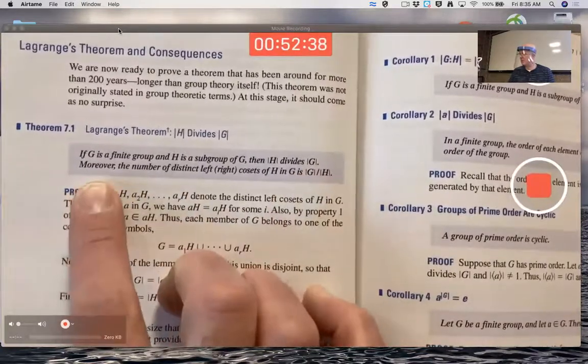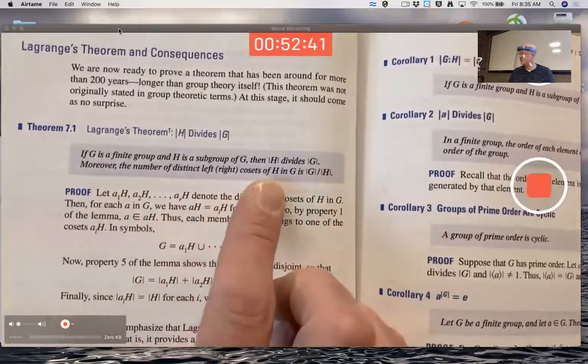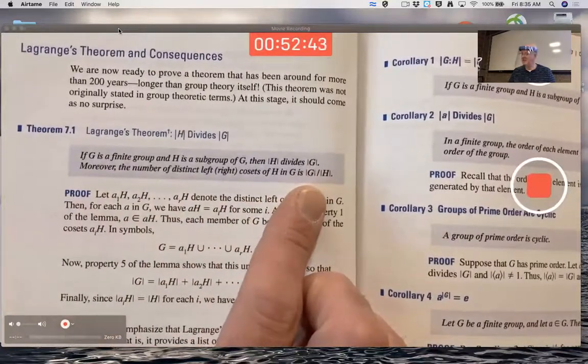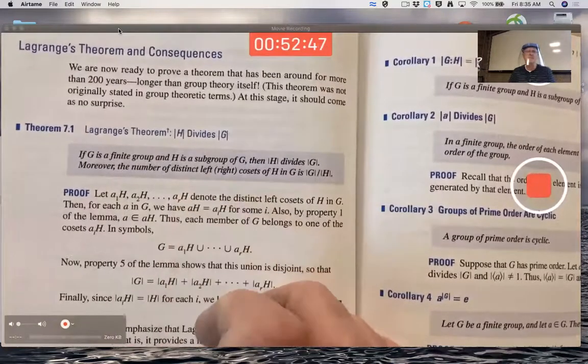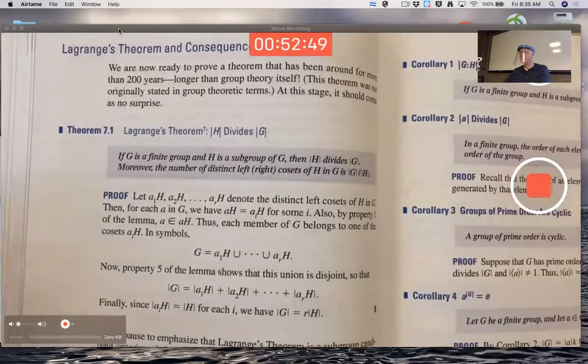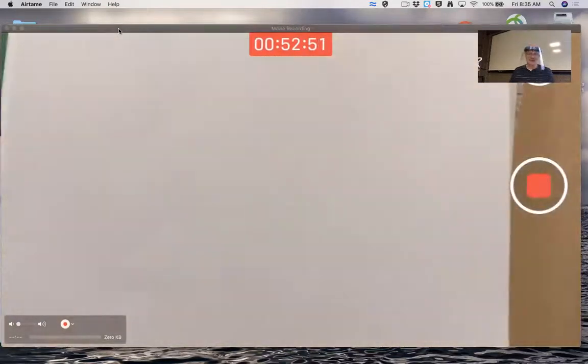It says a bit more. Moreover, the number of distinct left cosets of H in G is that. But wait, what's a left coset? And why is there a right in there as well? Okay, that's what we'll spend our last few minutes talking about, cosets. Let's think about it in the context of an example. Let's go back to D8 and its Cayley table to help us here.